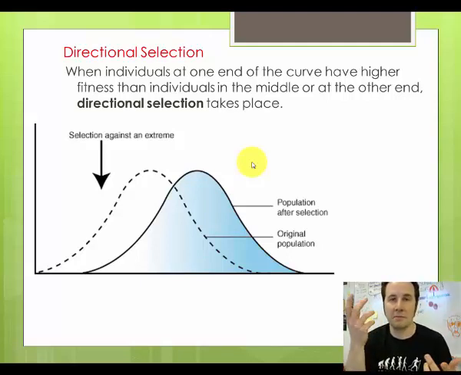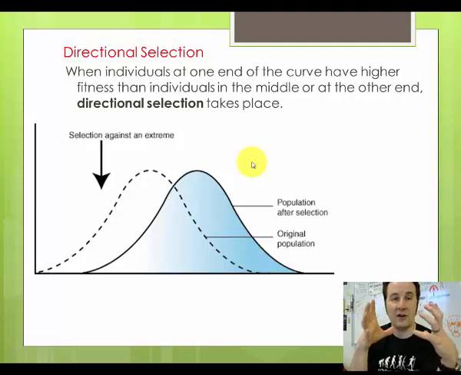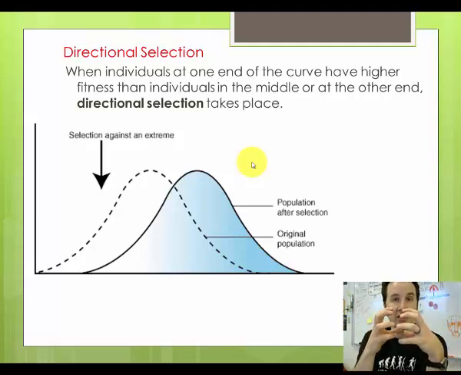Another example of this would be like bird beaks. You can look at bird beaks, and if they have to use their beaks to open food and such, if they're opening very large seeds, they need very large beaks.